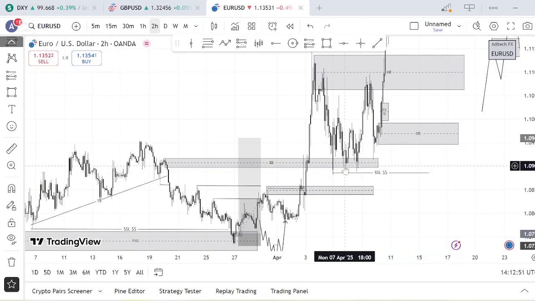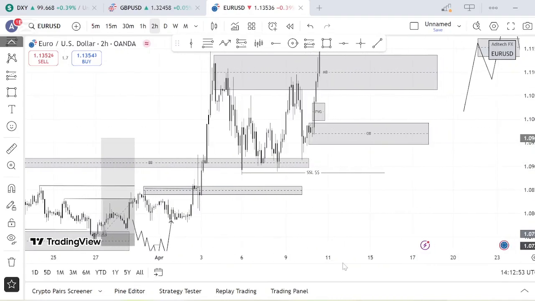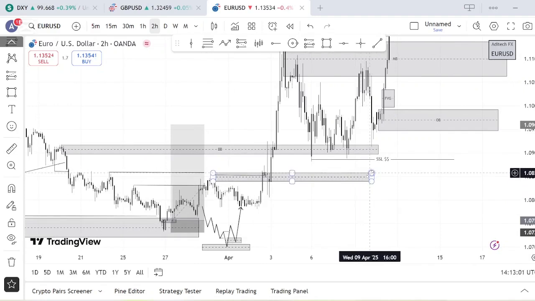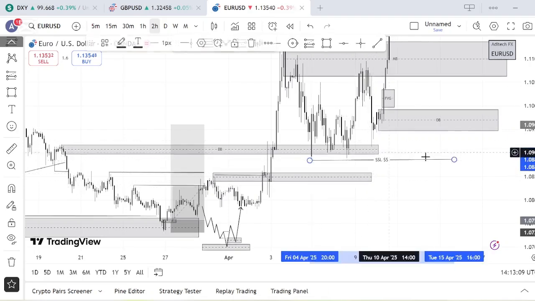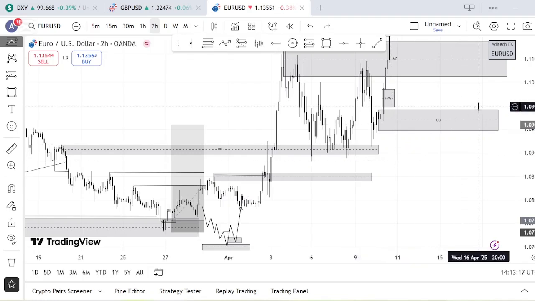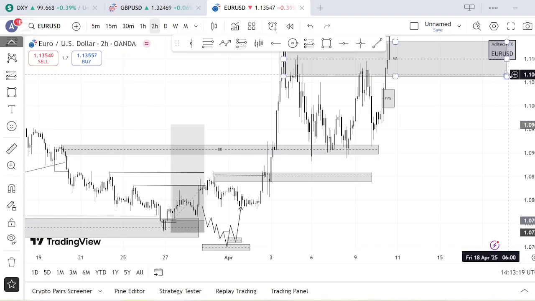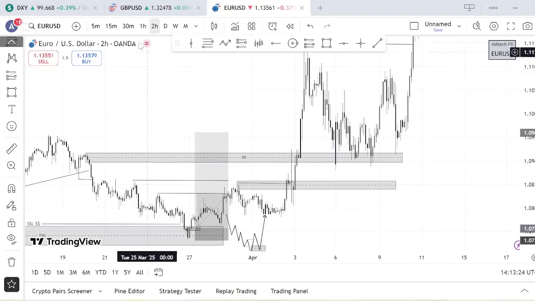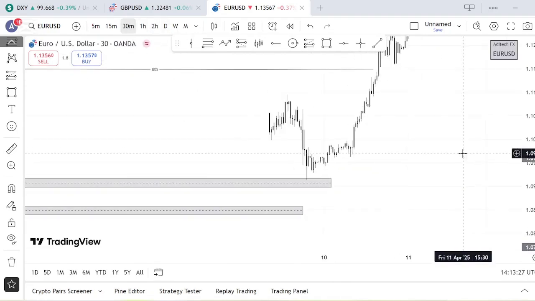Now for you to buy right here again, you need to wait for confirmation, because if you don't wait for confirmation, price can decide to use another institutional point to continue buying, and in this way you might hit SL before price starts going your way. So that is why you need to wait for confirmation entry before taking any trade opportunity, right? So from this point, you can also go to the lower time frame. So from this point right here, you can also switch to the 30 minutes time frame, right?